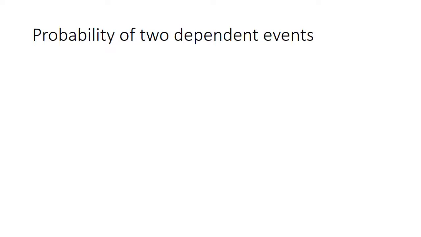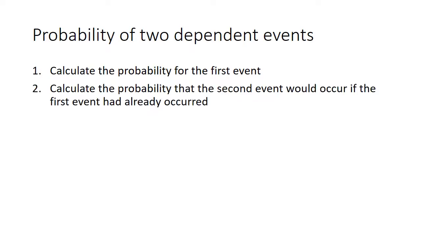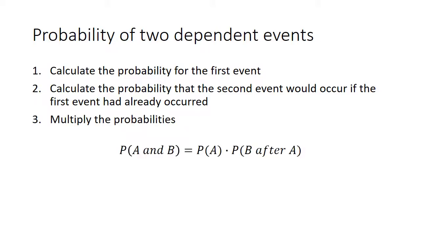And in that case, you'll calculate the probability for the first event and then calculate the probability for the second event, assuming that the first event occurred, and then you multiply the 2 probabilities. So here's what I mean.